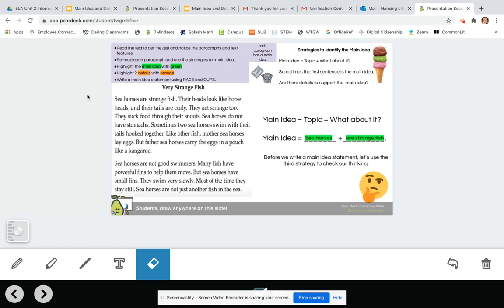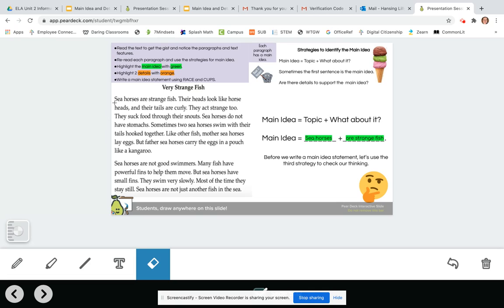I'm thinking now about specifically this first paragraph. I'm going to reread the first paragraph and think about what is the topic and what is the author saying about it. Seahorses are strange fish. Their heads look like horse heads and their tails are curly. They act strange too. They suck food through their snouts. Seahorses do not have stomachs. Sometimes two seahorses swim with their tails hooked together. Like other fish, mother seahorses lay eggs, but father seahorses carry the eggs in a pouch like a kangaroo.